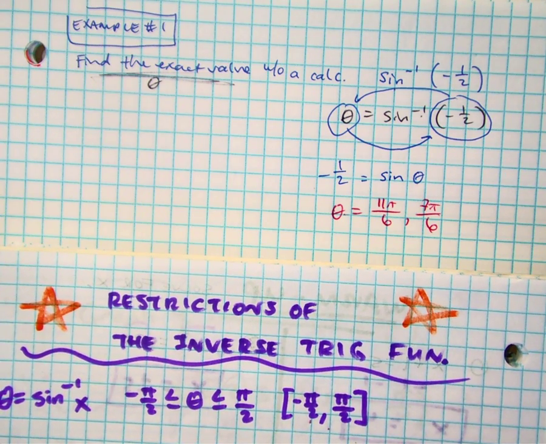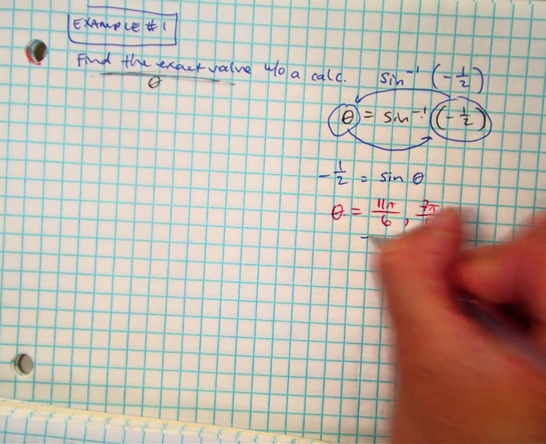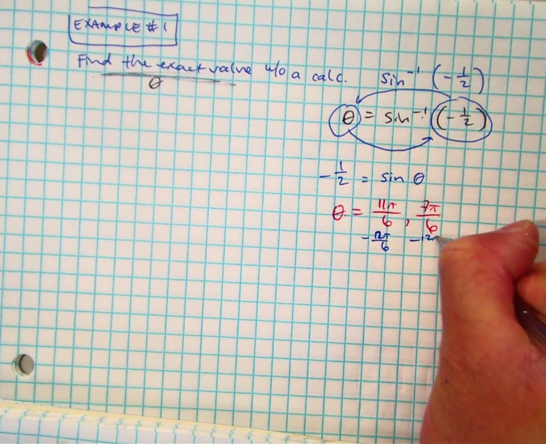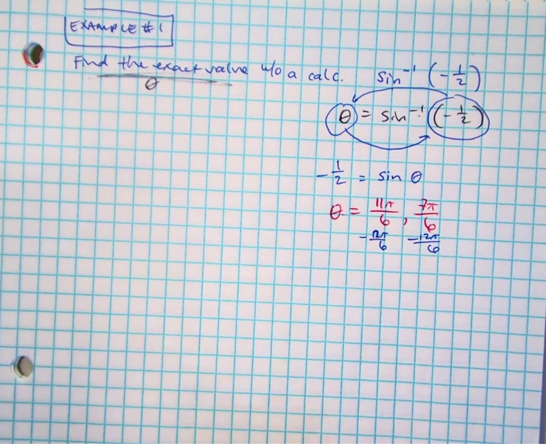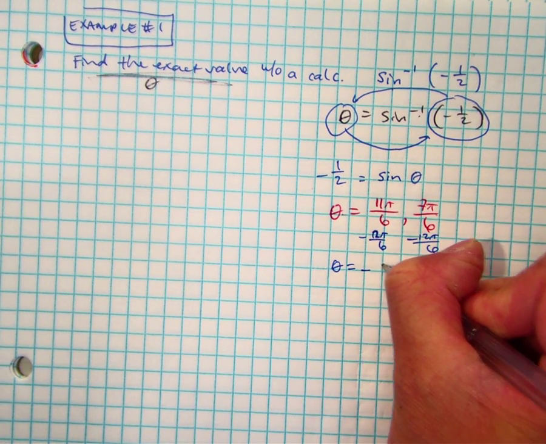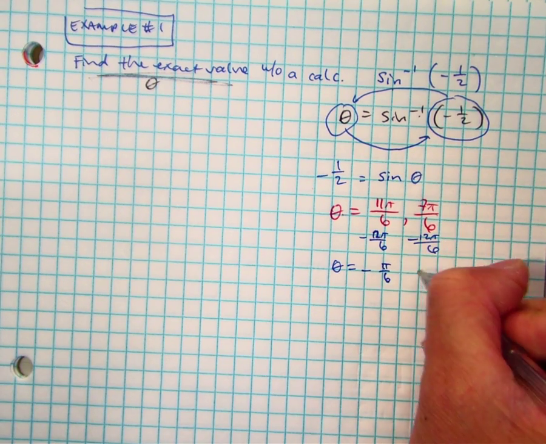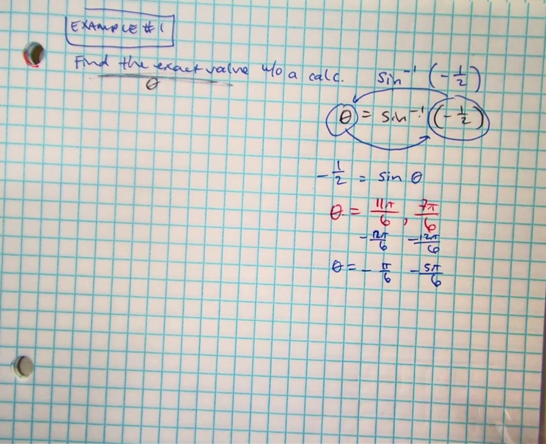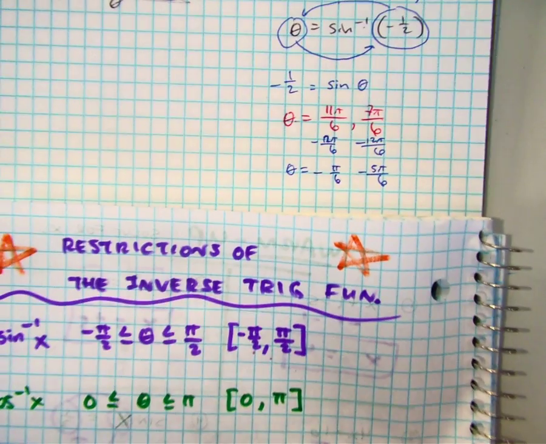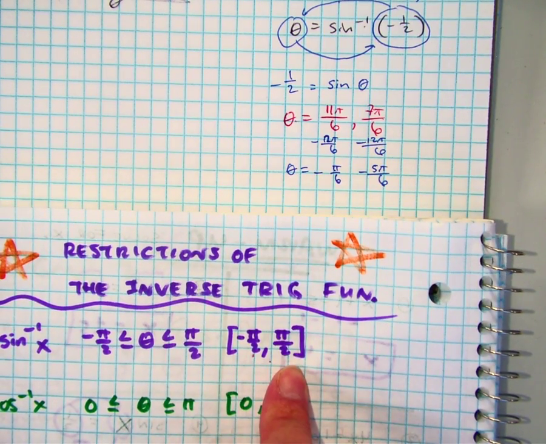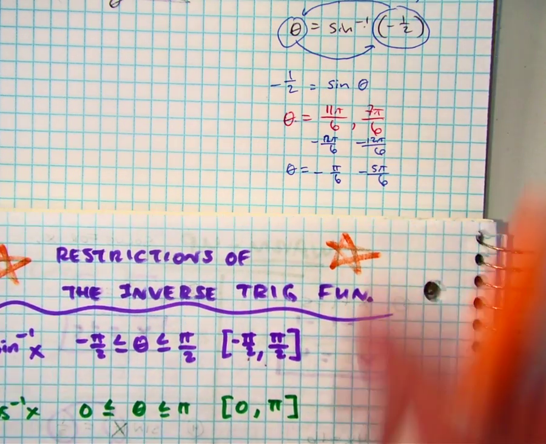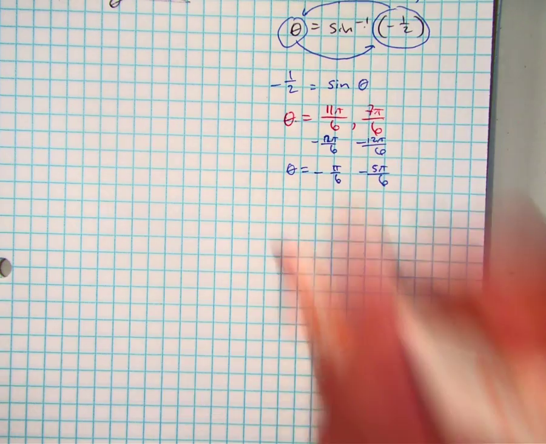What can I use, class? I can subtract 12 pi over 6 on each of these. That'll give me theta equals negative pi over 6, and this one will give me negative 5 pi over 6. If I look at my two solutions now, is one of those between negative pi over 2 and pi over 2? Yeah. Which one? Negative pi over 6. So I'm only accepting this answer.